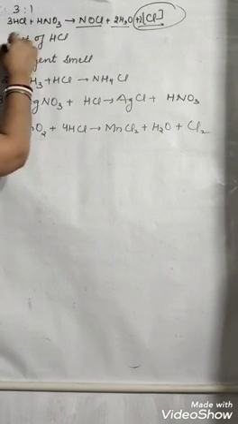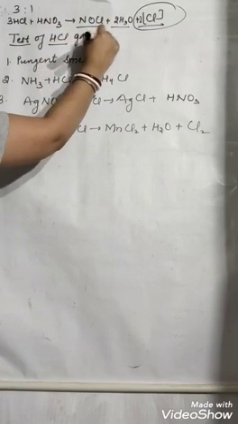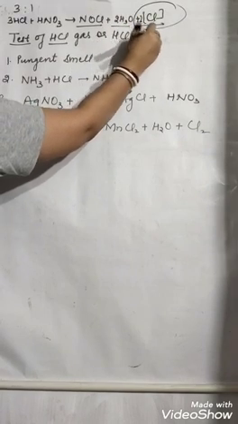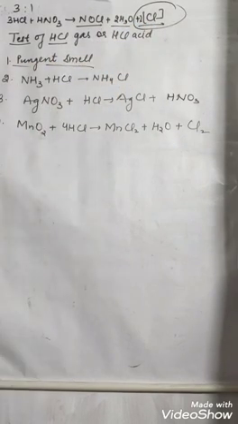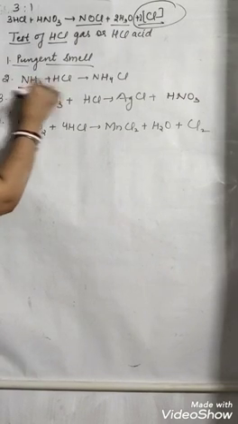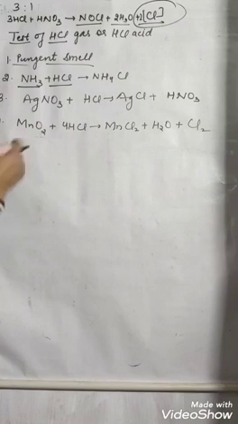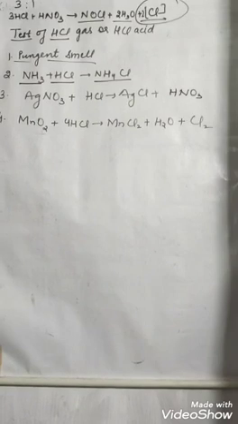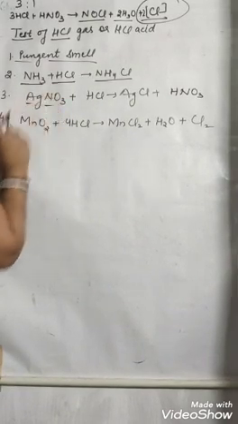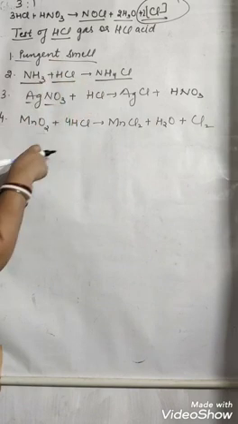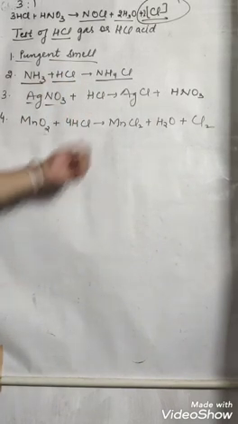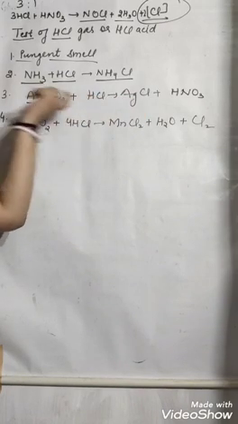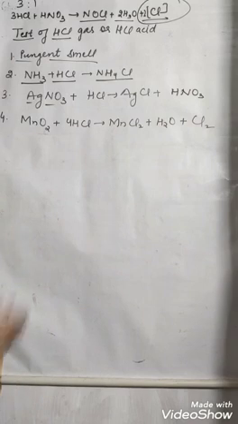All right. Now, what are the tests of HCl gas or HCl acid? How can you identify that it is HCl gas or HCl acid? First of all, its pungent smell, right? Second, a glass rod dipped in ammonia is taken over HCl, either gas or acid. Dense white fumes of NH4Cl are going to form. Next one, suppose we have taken silver nitrate and in this we have poured HCl acid. So a curdy white precipitate of AgCl is formed.